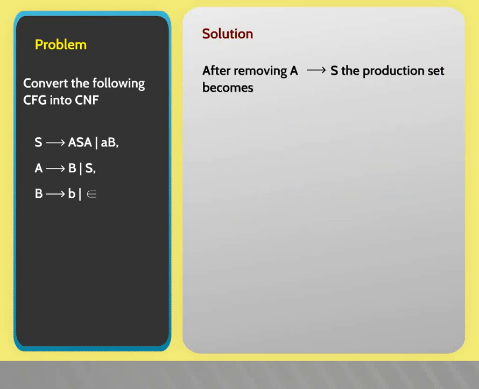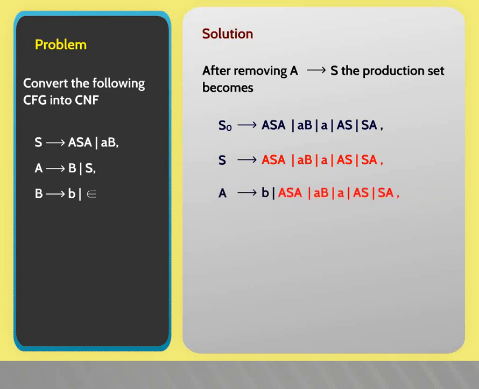After removing A provides S, the production set becomes S0 provides ASA or aB or a or AS or SA. S provides ASA or aB or a or AS or SA. A provides b or ASA or aB or a or AS or SA. B provides b.